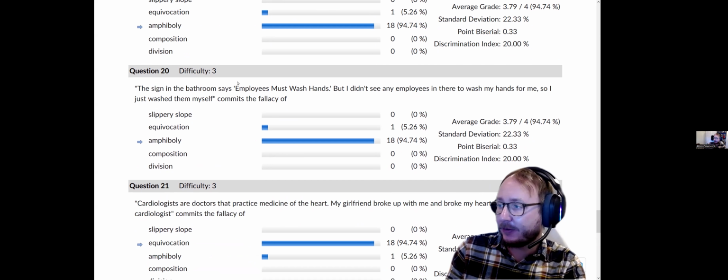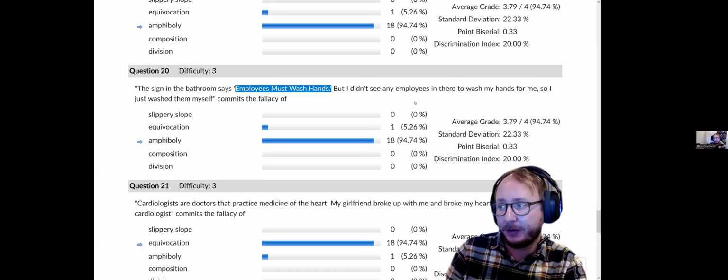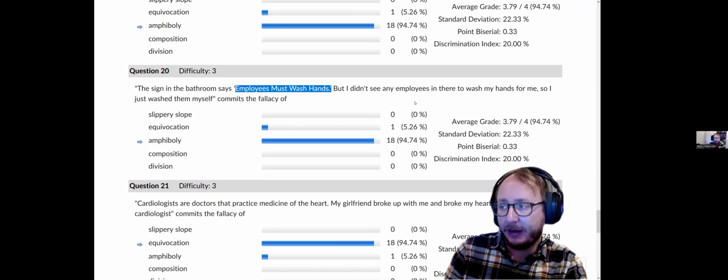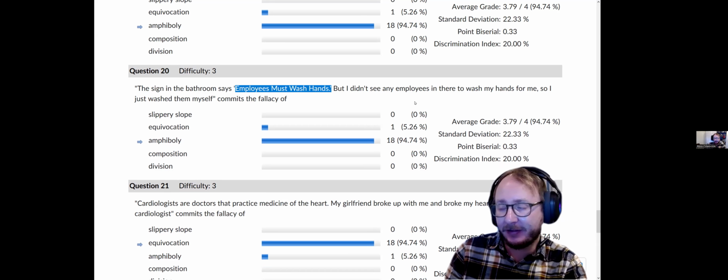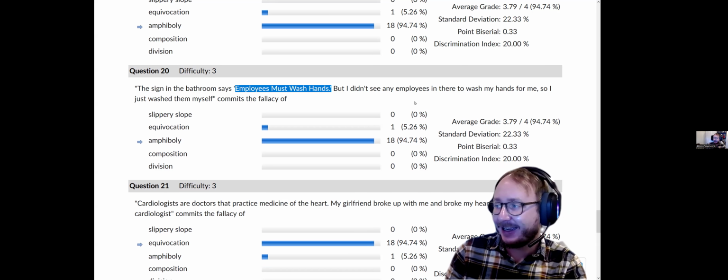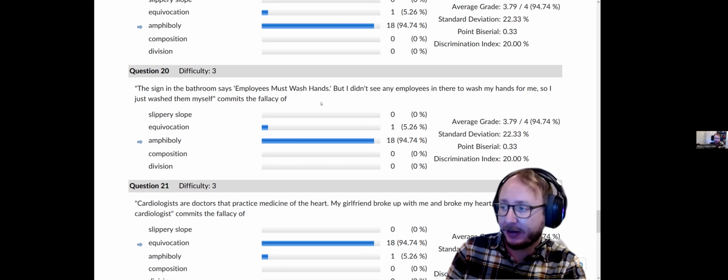Same thing's going on here with question 20. Employees must wash hands. The reasonable interpretation of that is like, if you're an employee and you use the bathroom, you need to wash your hands. The other interpretation of it is that if any hand washing is getting done in the bathroom at all, it must be done by an employee. The conclusion depends on that, but that's probably not the most reasonable interpretation of that portion of the argument.